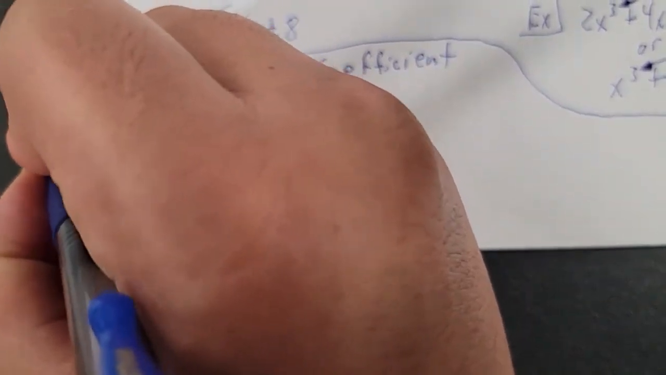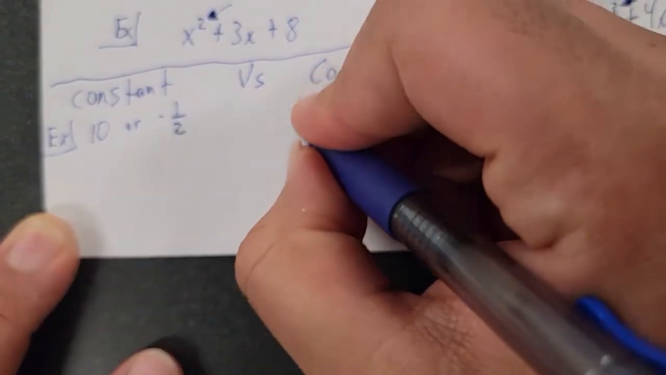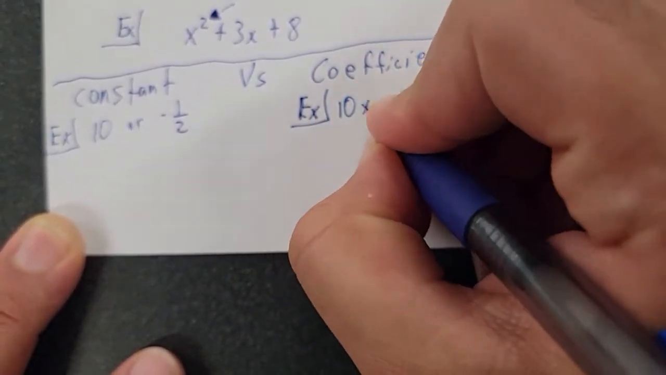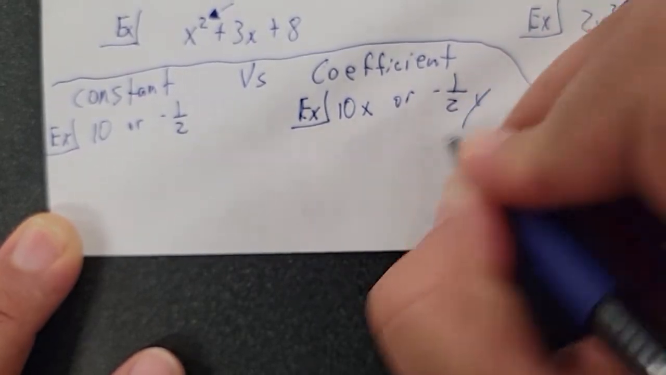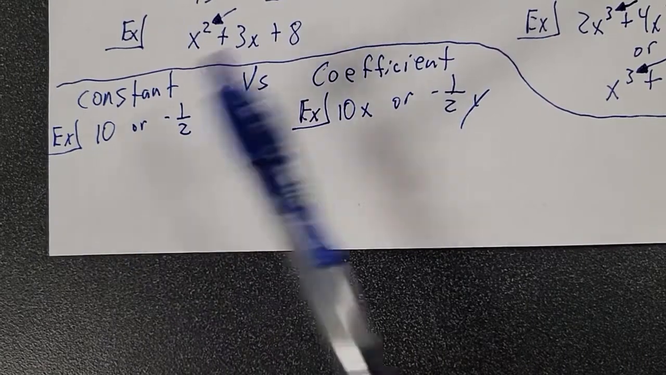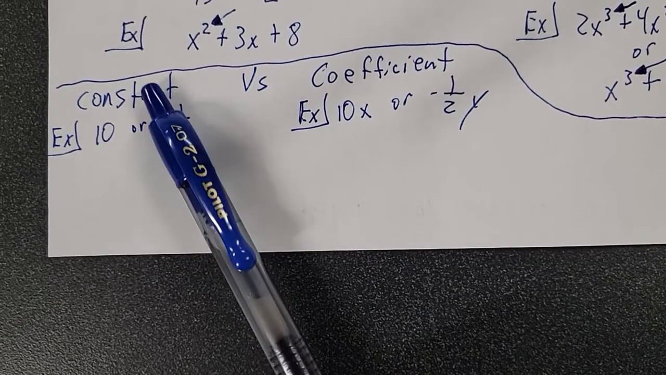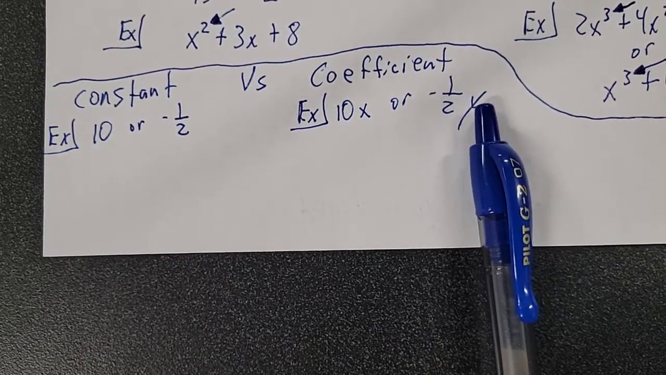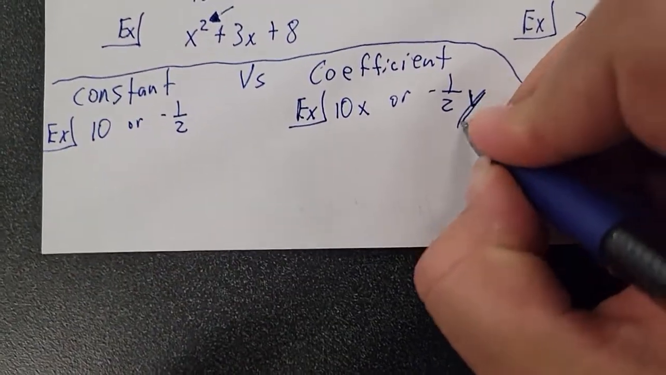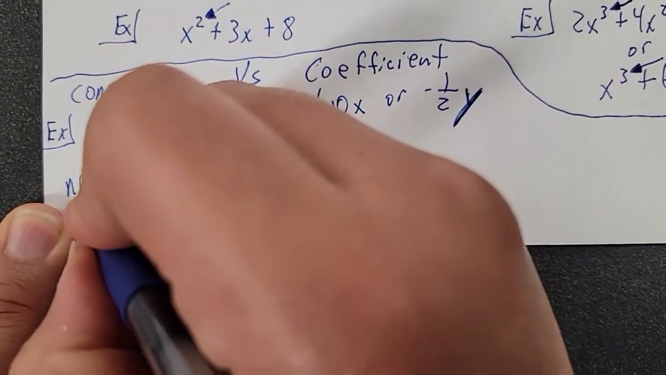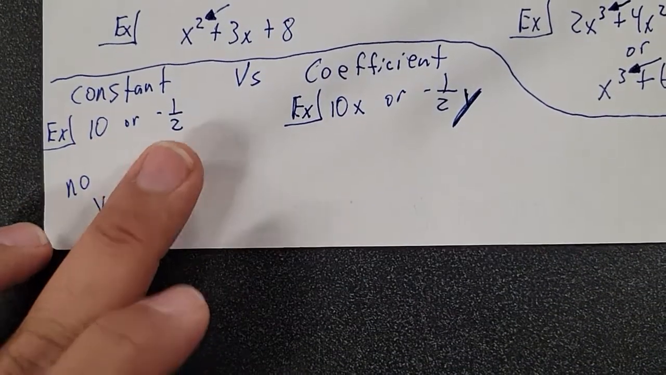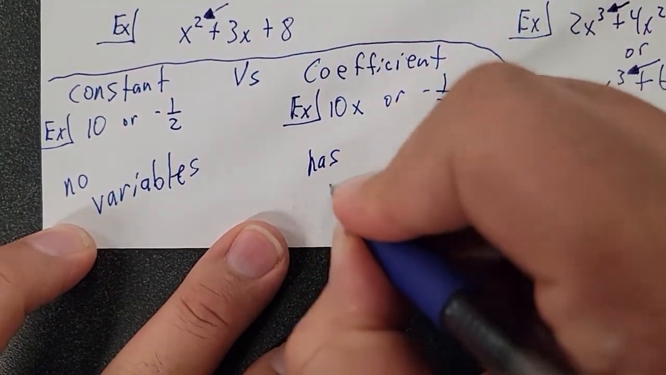So an example of a constant is like the number 10, or you can even do like a negative fraction. And for an example of a coefficient, see if you can tell the difference. What's the difference between this one and this one? If you notice, this one has an x on it. The negative 1/2, that's a constant, but when I put the y next to it, that makes it a coefficient. So the only difference between a constant and a coefficient is the constant has no variables. These are just numbers by themselves, fractions, numbers, positives, negatives. And this one has variables.